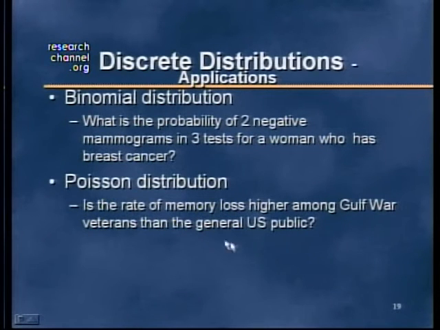The Poisson distribution is a similar one. We have a dichotomous event, for instance, of memory loss, yes or no, and it could be used to answer the question, is the rate of memory loss higher among Gulf War veterans than the general U.S. public? So these types of questions can be addressed using a discrete probability distribution like the binomial or the Poisson.